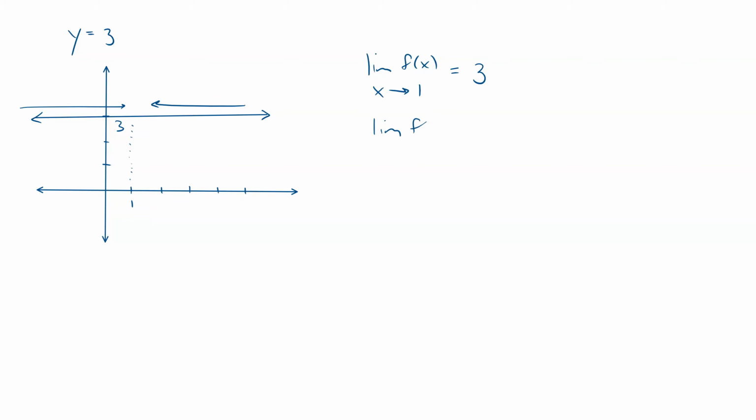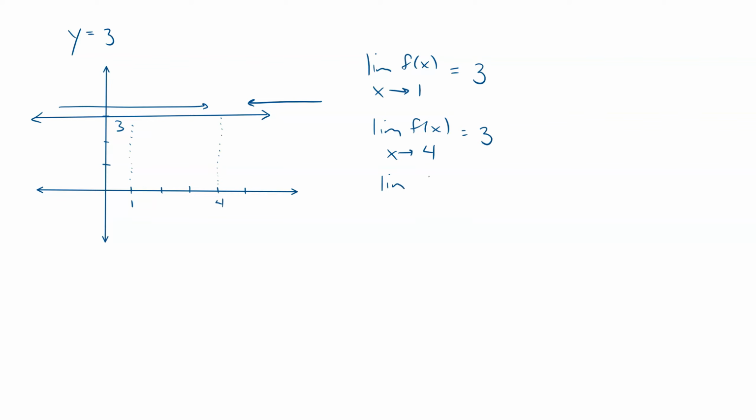Now, what about the limit of the function as x approaches, say, 4? Here's 1, 2, 3, 4 right here. So let's approach an x value of 4 from the right, and we get a y value of 3. Let's approach from the left. We still get a y value of 3. The limit of the function as x approaches 4 is 3.